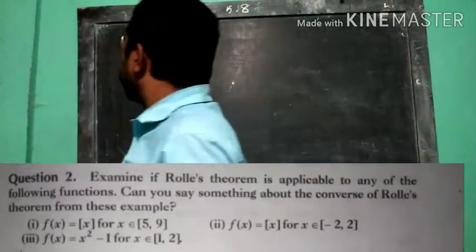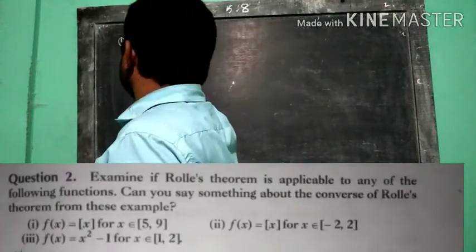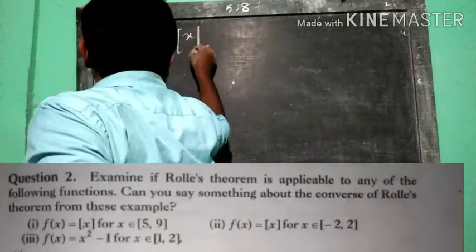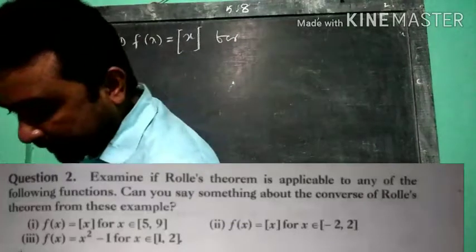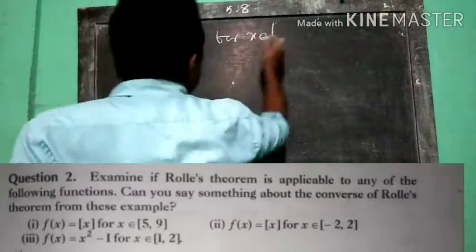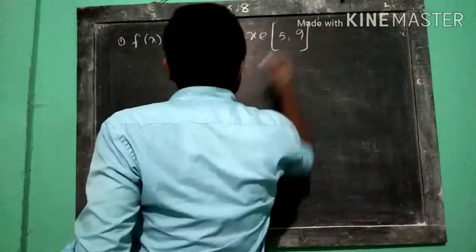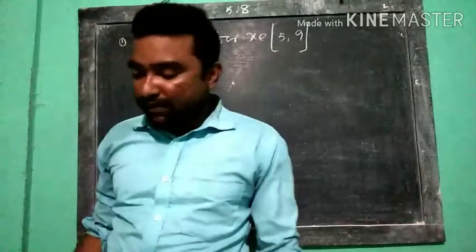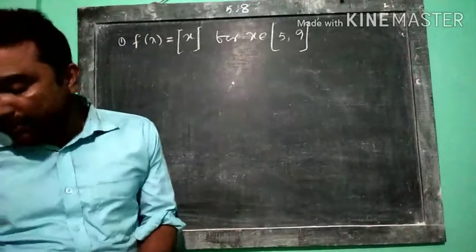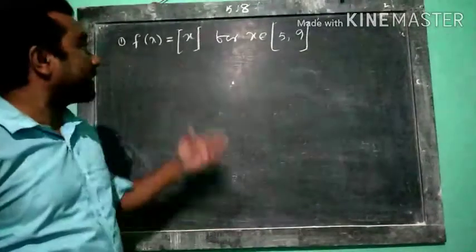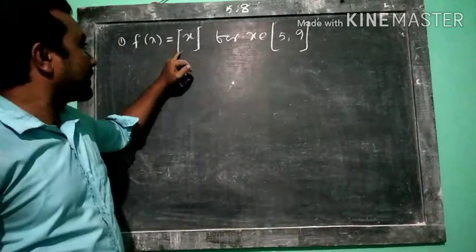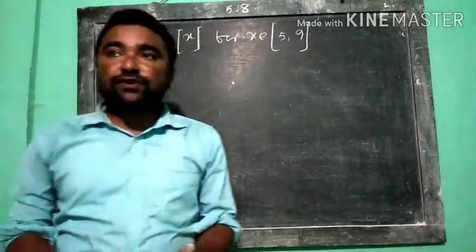Question number 1: f(x) is given. f(x) is equal to [x], the greatest integer function, for x belonging to the closed interval [5, 9]. It is a greatest integer function, and we know that the greatest integer function is not differentiable at integral points.